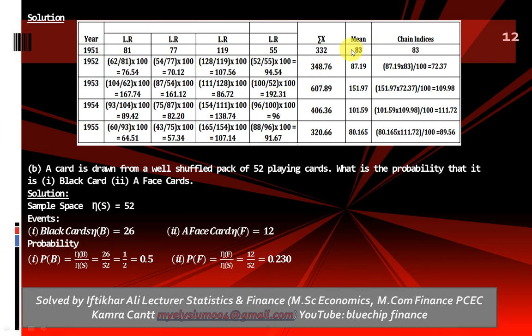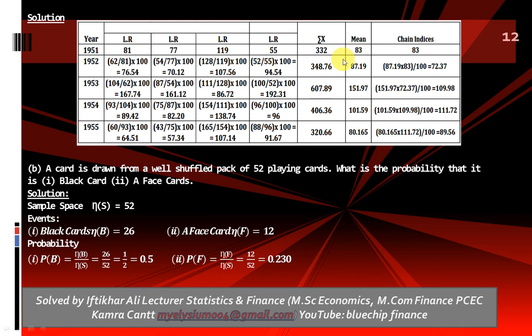After that, the second step is to calculate the mean. Mean is equal to sum of x over n. So sum of x is the sum of these link relatives: 81 plus 77 plus 119 plus 55 equals 332, divided by n, which is 4 because there are 4 link relatives. So 332 by 4 is equal to 83.